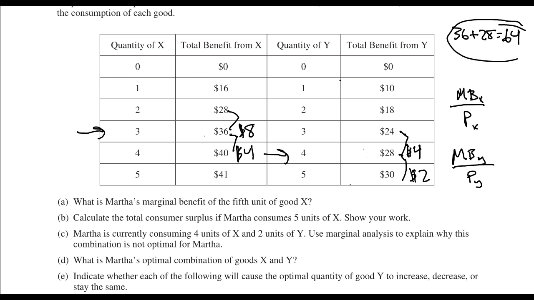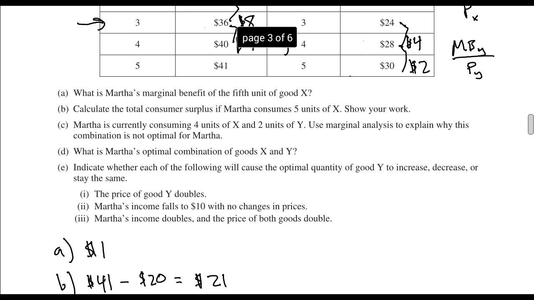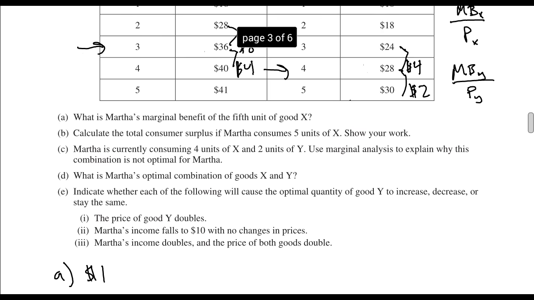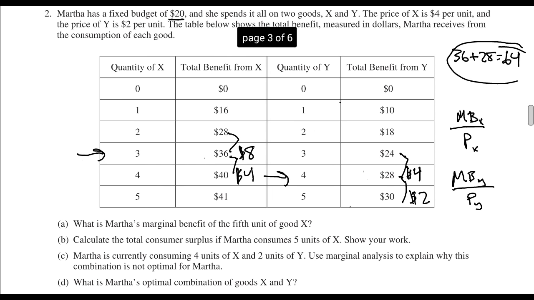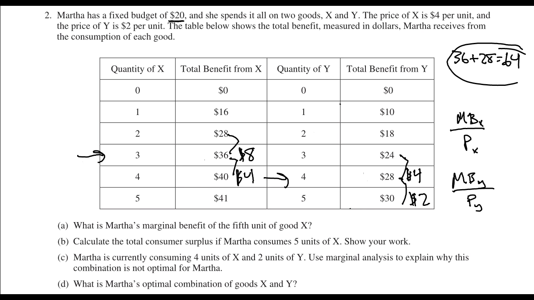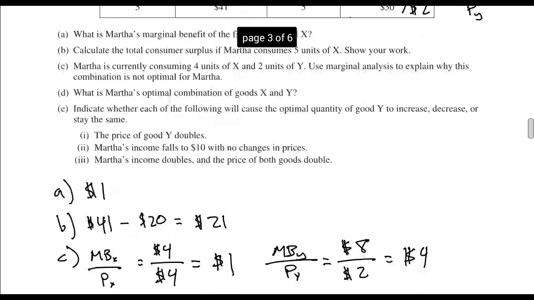Now, would she actually want to buy more? She could afford more. Could she actually afford more? I guess she couldn't because the prices also doubled. But most importantly, the marginal benefit hasn't changed. And would she want to purchase a 5th unit of Y? Well, the marginal benefit's $2 and the price of Y is now $4. So why would you spend $4 to gain only $2 of benefit? The answer is you wouldn't.